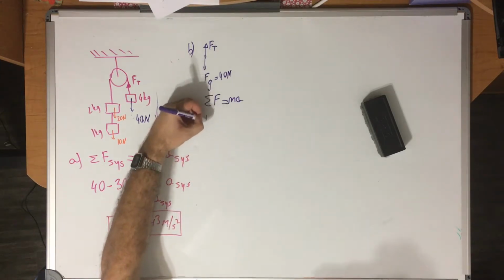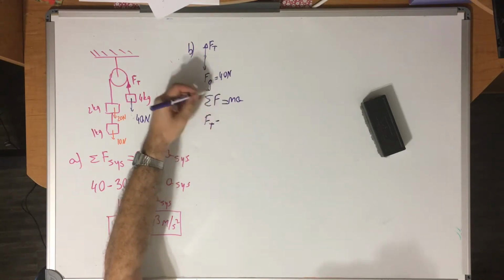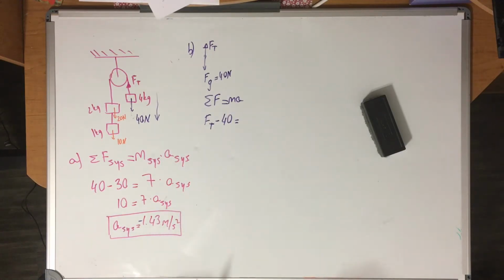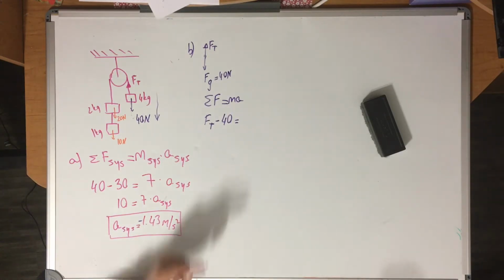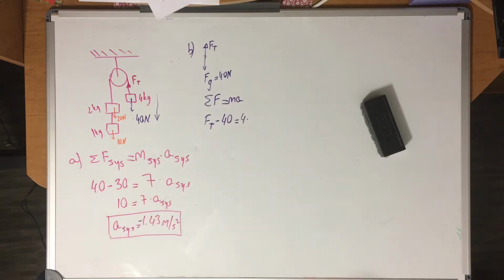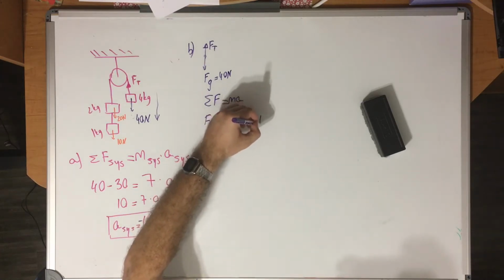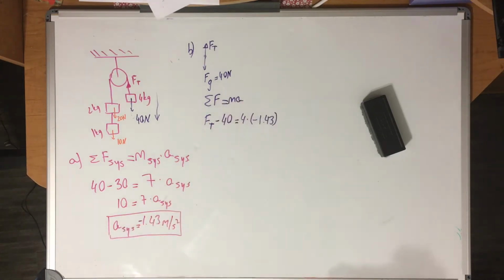And for the net force, Ft goes up, so that's positive. Mg goes down, which is 40, and that's going to be negative 40 since it's going down. The mass of this block is 4 kg times acceleration. And we found the acceleration, and that is going to be negative. Again, that's important. That is negative 1.43. So all we do is substitute the numbers that we found in the other part of the question.